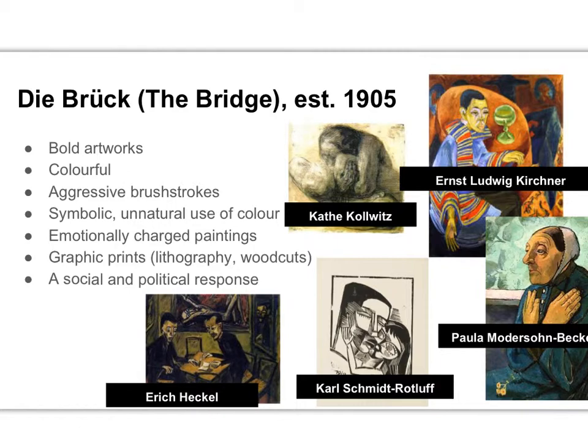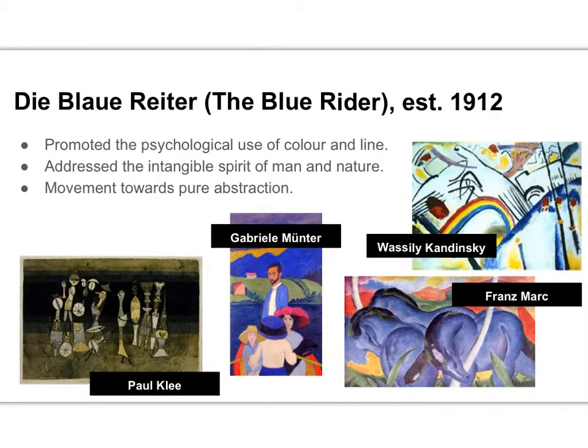you focus on. The second group that was established in 1912 in Berlin is known as the Blue Reiter or the Blue Rider. Again, apologies for my pronunciation. All right, now this particular group promoted the psychological use of colour and line. Okay, so we're continuing on from the Bridge in this sense, in terms of their exploration of colour as a form of symbolism and emotional connection.